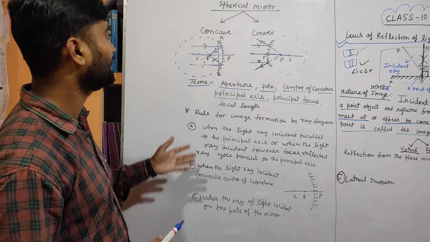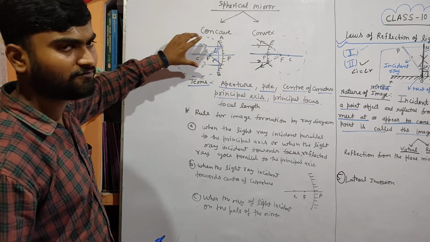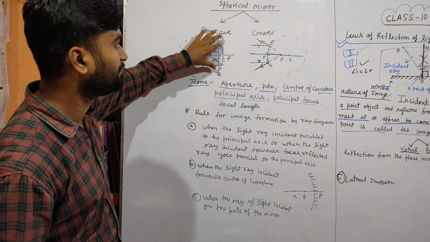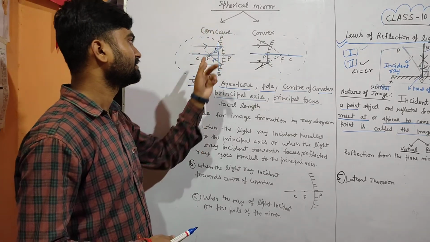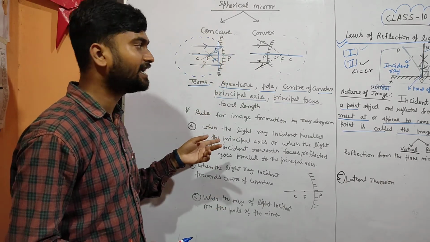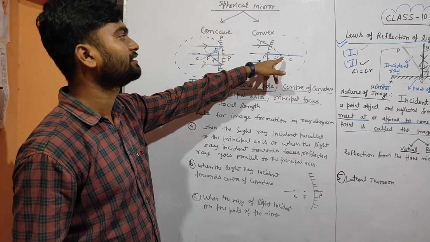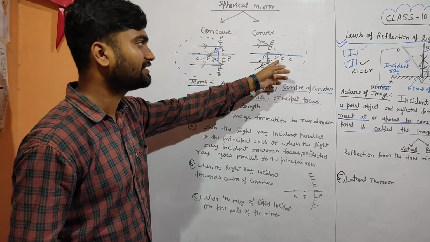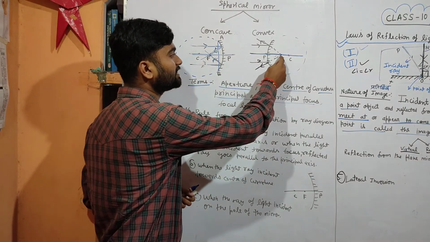In simple language we can say, when a beam of light, a ray of light incident parallel to the principal axis, and after reflection they meet at a point on the principal axis, or they appear to come from a point, appears to meet at a point.